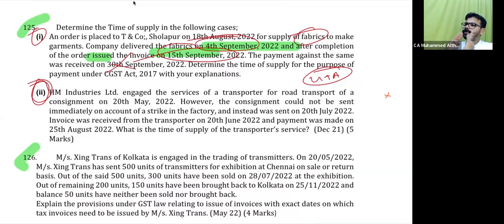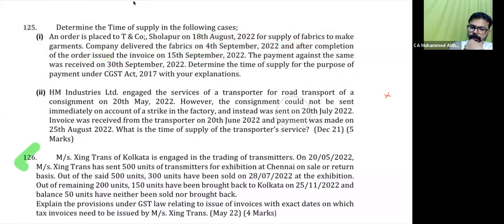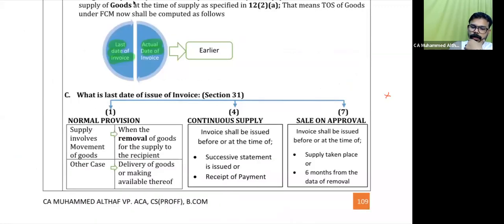So you have to first assume it is FCM, then determine the time of supply. Then secondly, you have to assume it is RCM, and determine the time of supply separately. So first of all, do it on FCM. In case of FCM, how do you determine the time of supply?